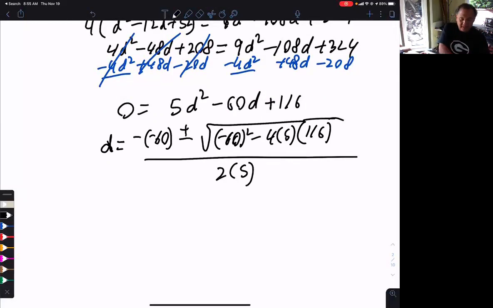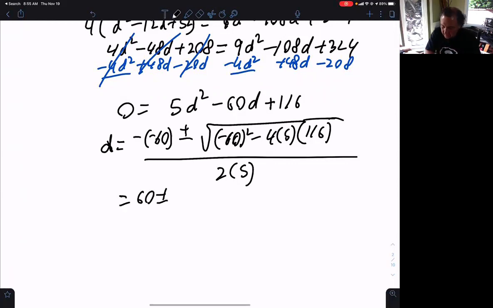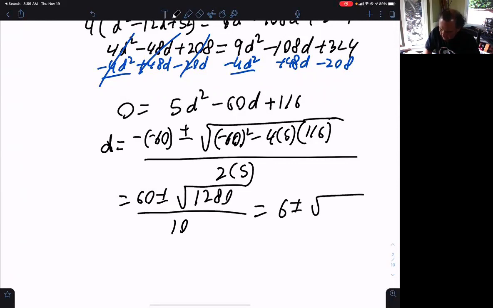I think the calculator actually has a solver for this. All right, let me check this out. 60 squared minus 4 times 5 times 116. And 1280.